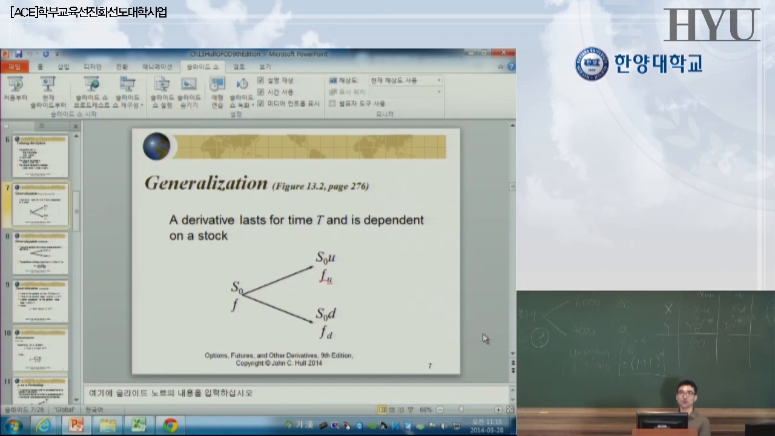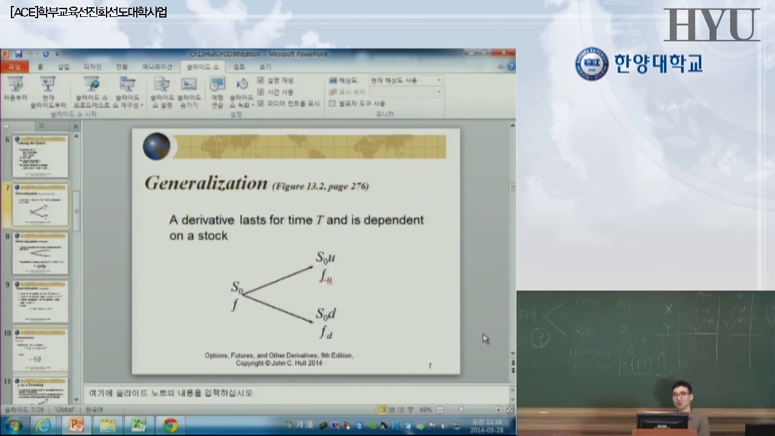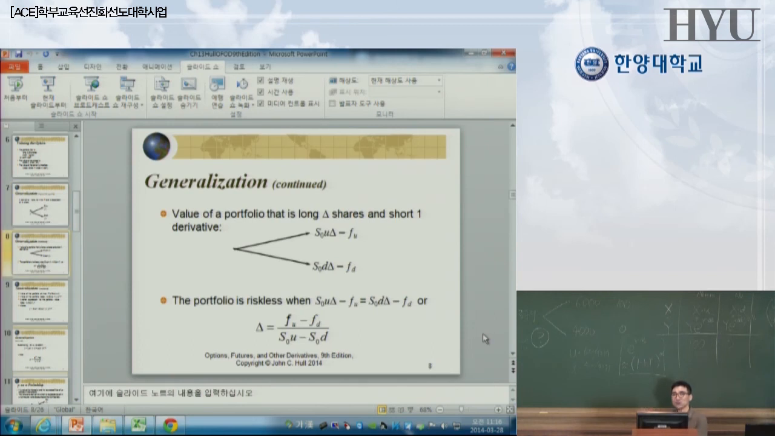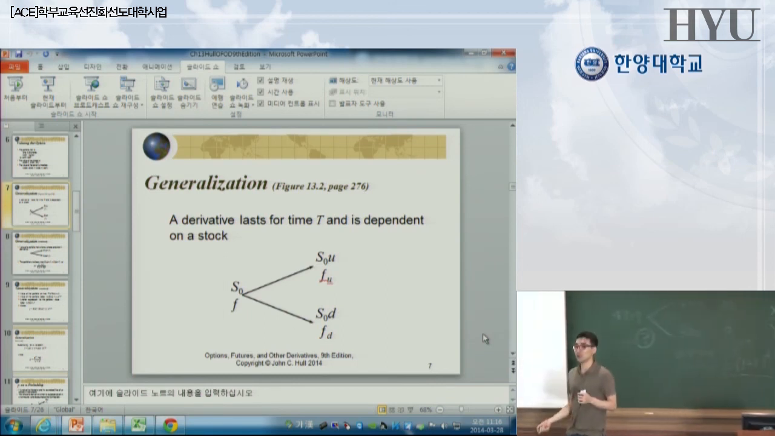I think this is a good place to stop. Today we learned the most important part of the derivative topic. I don't want to go further and confuse you. So let's stop today's class at this point. Any question about today's topic?